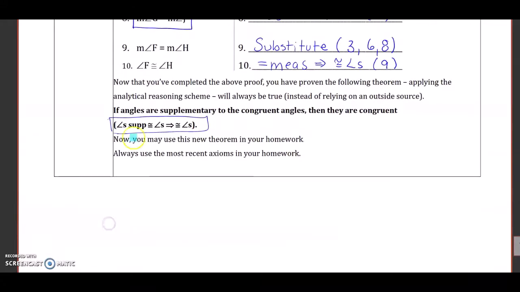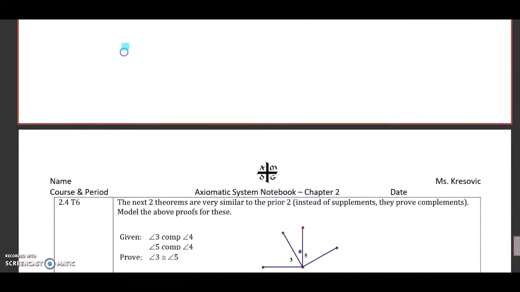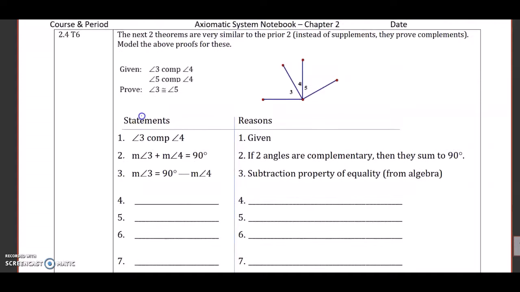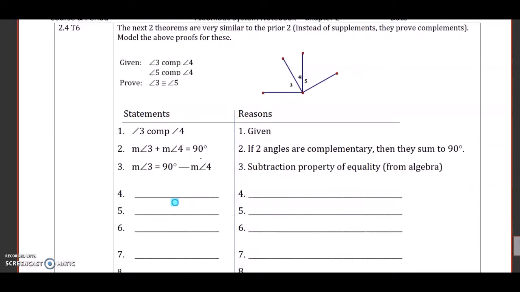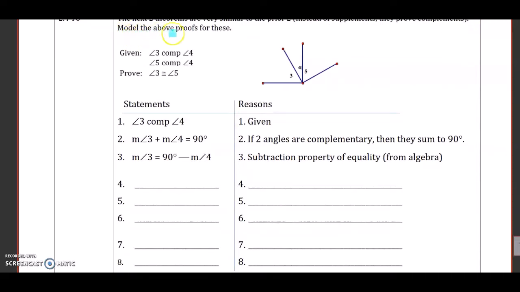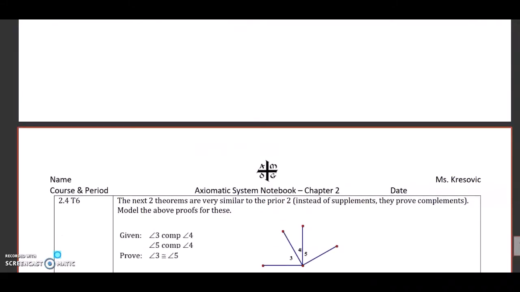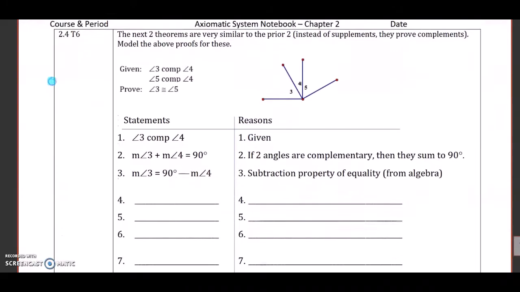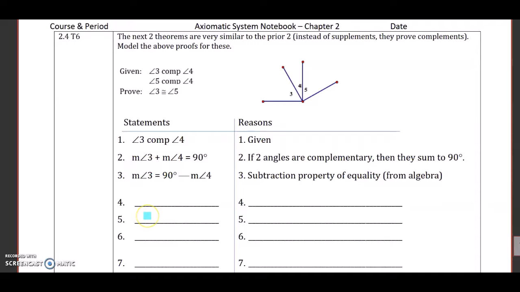So the difference between this and the above theorem is whether it's congruent or the same angles. Let's take a look at this proof. Here they're very similar to prior. Instead of supplements, though, they're using complements. I'm going to suggest you try these on your own and use the 2 proofs that we just did to kind of follow how you would complete these.